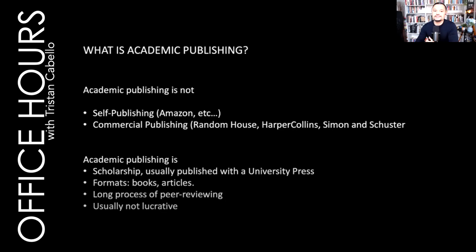Academic publishing, it's a scholarship. So it's usually published with a university press, usually in the formats of books and articles. Usually there is a long process of peer reviewing that's involved that could potentially last months, sometimes years. And it's not something you're gonna make a lot of money of unless your book is a bestseller. But it's not lucrative. Usually, when you publish an article in a journal, you don't make much money out of it.